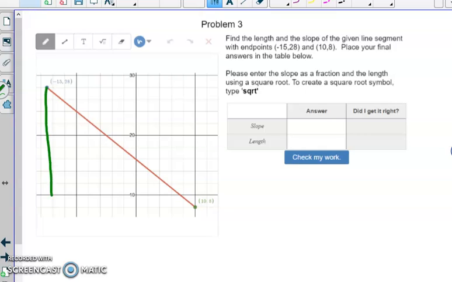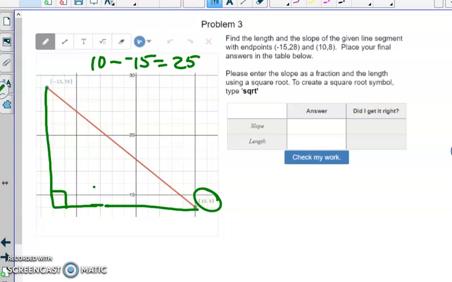All right, so if I put in the slope triangle, I'm going to start with the 10 and 8 this time. So 10, take away negative 15, is 25, so that's the run value. And 8, take away 28 is negative 20, and that is my rise value. So the slope is negative 20 over 25, which I believe is negative 0.8.